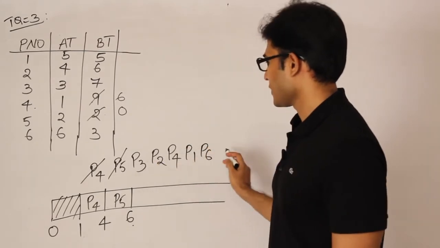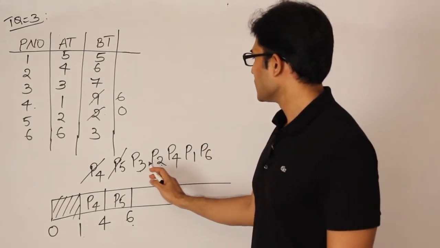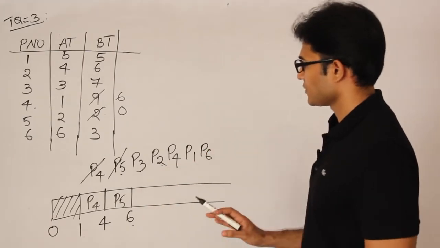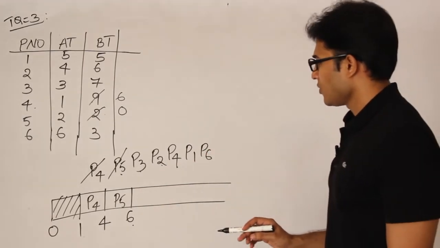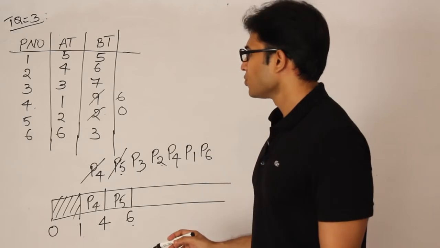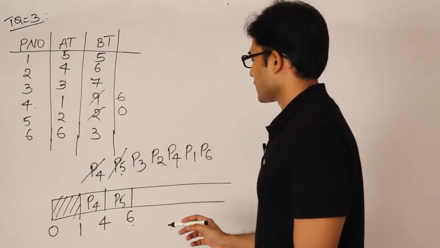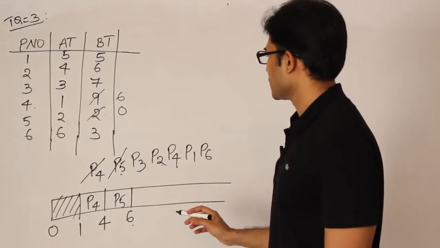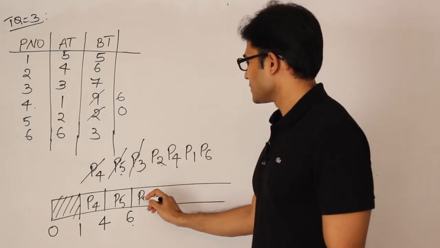Therefore all the processes have arrived. See this, 1, 2, 3, 4, 5, 6. All the processes have arrived by now. And now should I add P5 back to the queue? No need, because P5 has already run to its completion. So no need to add P5 to the queue. And the next one that has to be scheduled is P3.